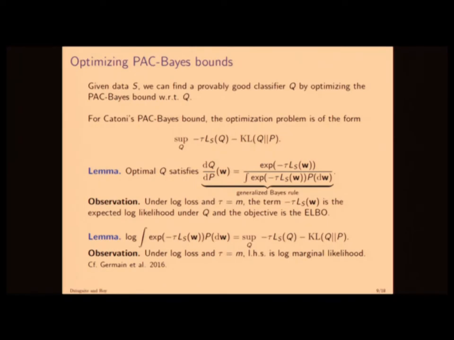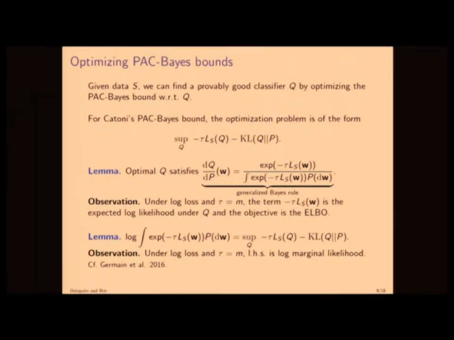And under log loss, and say choosing tau to be equal to m, this term is what the variational Bayesians call the expected log likelihood, and this objective is the ELBO. Then you have this characterization of the optimum: if you take the supremum over distributions Q, then this number ends up being this generalized log marginal likelihood. And indeed, under the same conditions, when this was an ELBO, this is your log marginal likelihood. These last points were very nicely laid out by Germain et al. recently.